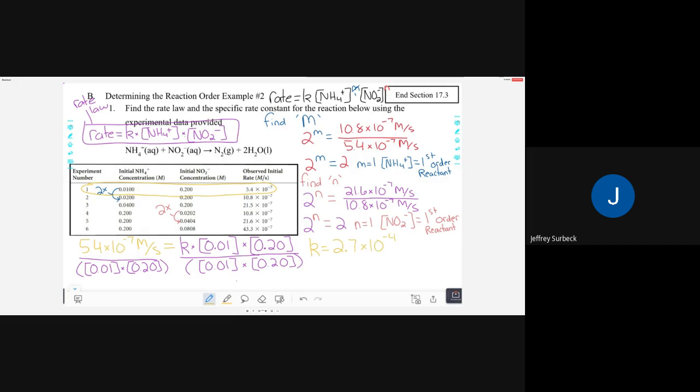And then we look back at our chart. First off, overall, this reaction is overall what order? 2, because 1 plus 1. So overall, it's a second order reaction. And so what is our K unit for something that is second overall order? Perfect. M to the minus 1, S to the minus 1. Okay? Any questions here? All right.